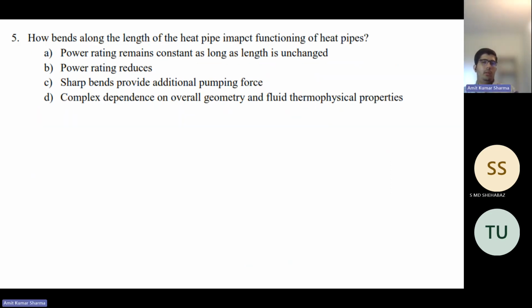Question number 5 is: how do bends along the length of the heat pipe impact the functioning of heat pipes? Suppose there are bends on the length of the heat pipe, then how are they affecting it? Option A is, power rating remains constant as long as length is unchanged. Option B is, power rating reduces. Option C is, sharp bends provide additional pumping force. Option D is, complex dependence on overall geometry and fluid thermophysical properties. So take 2 minutes and let me know the answer.